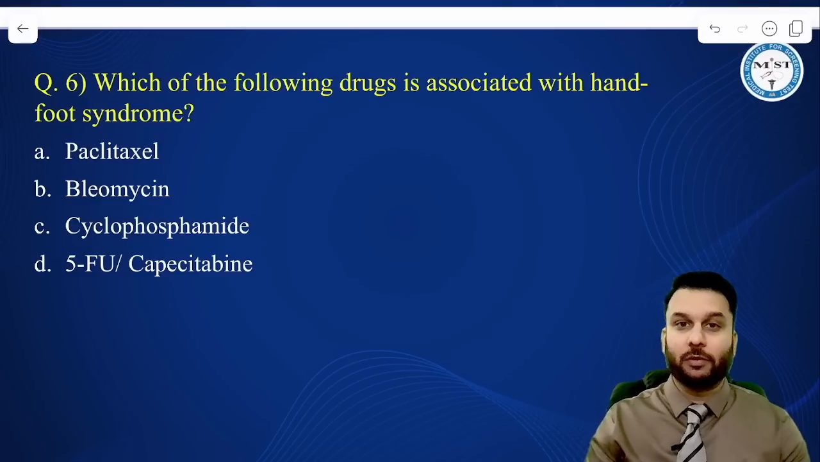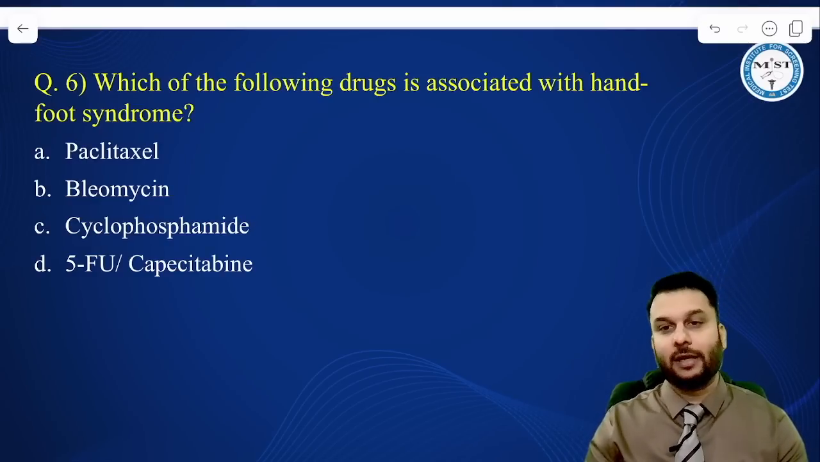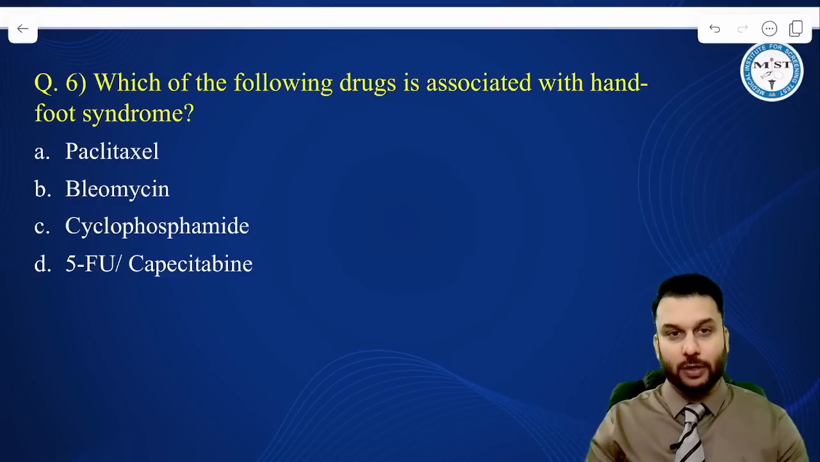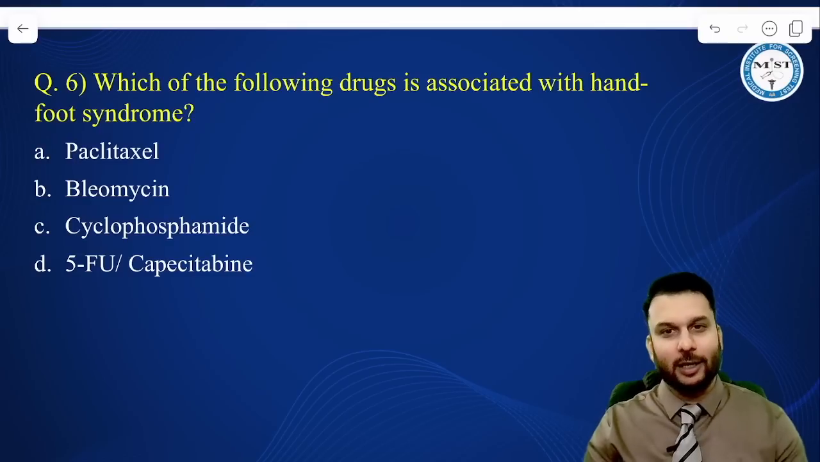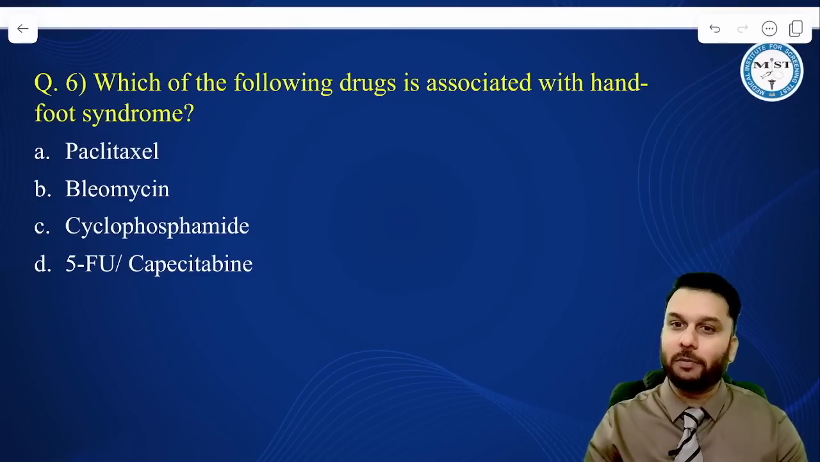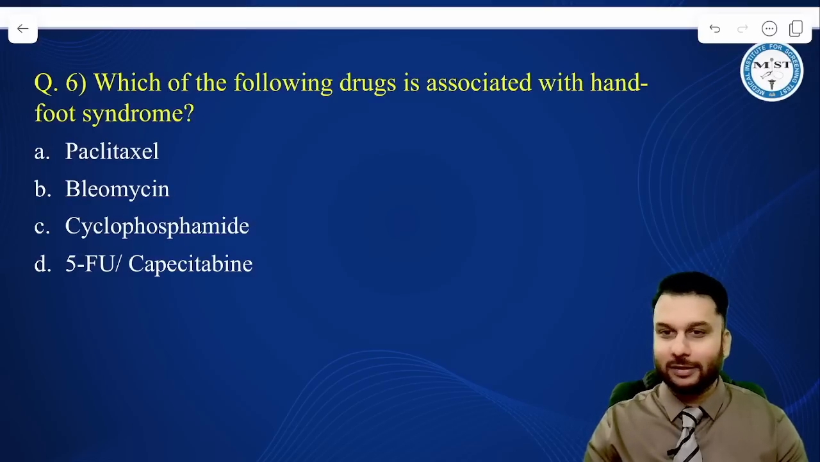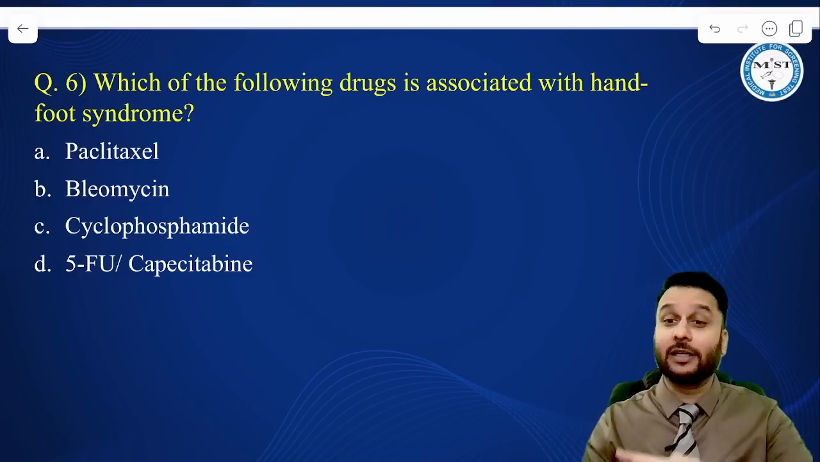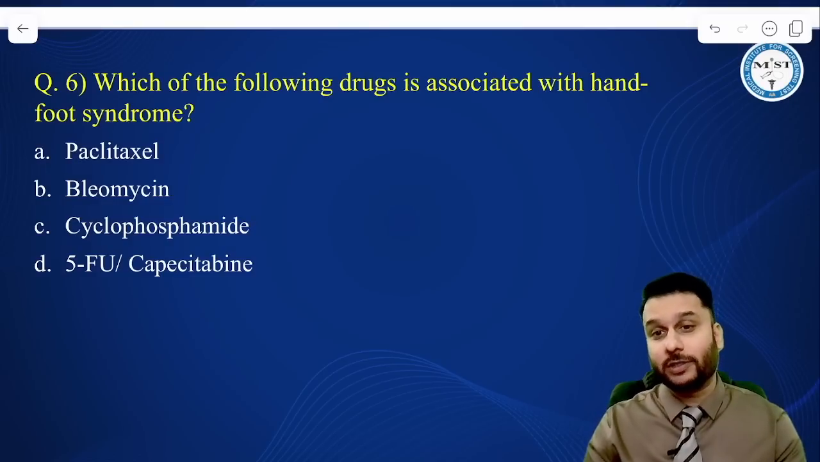Next, a question from anti-cancer drugs. Which of the following is associated with hand-foot syndrome? So guys, many of the students were confused in this question, although this was quite simple. A lot of them were telling me, sir, they asked the drug for hand-foot-mouth syndrome. Guys, there is no hand-foot-mouth syndrome. There is hand-foot-mouth disease that is caused by a virus called Coxsackie virus, Coxsackie A virus. All right, that is a different thing.